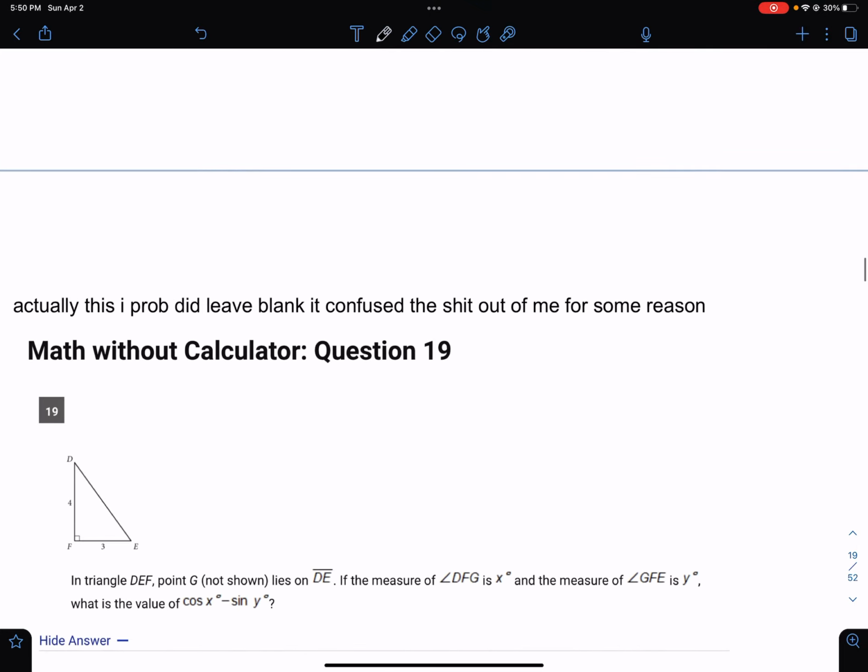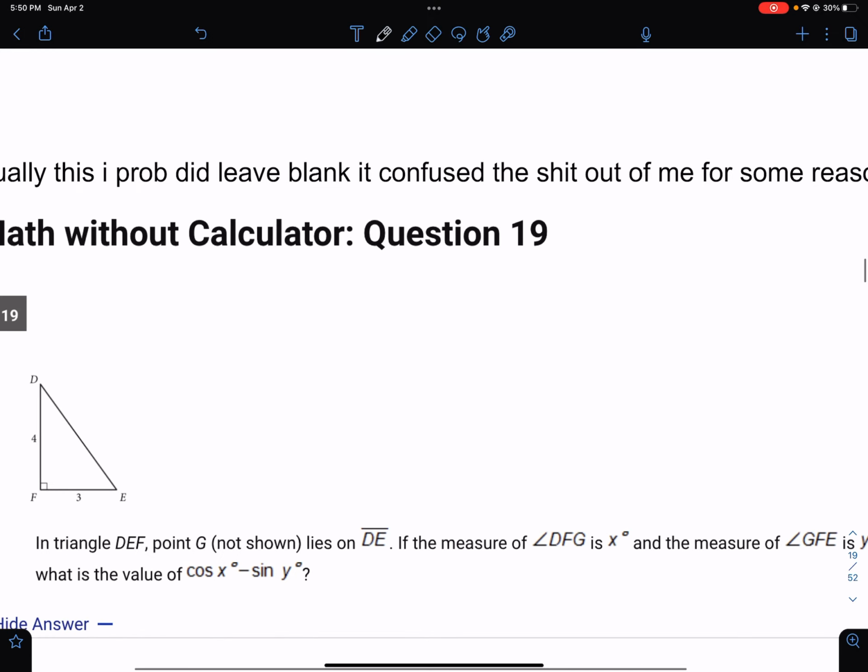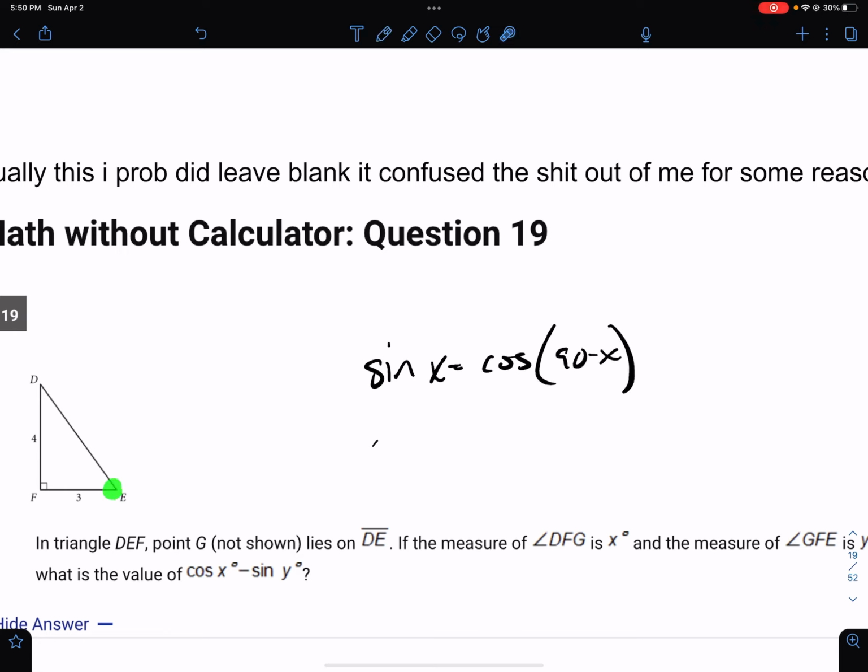It's a triangle geometry question, and it says cosine of x equals cosine of x minus sine of y. Cosine of x minus sine of, well, there's a famous formula. Sine of x equals cosine of 90 minus x. Meaning sine of this angle will always equal cosine of the other angle. So them subtracting each other, that's just going to be 0.